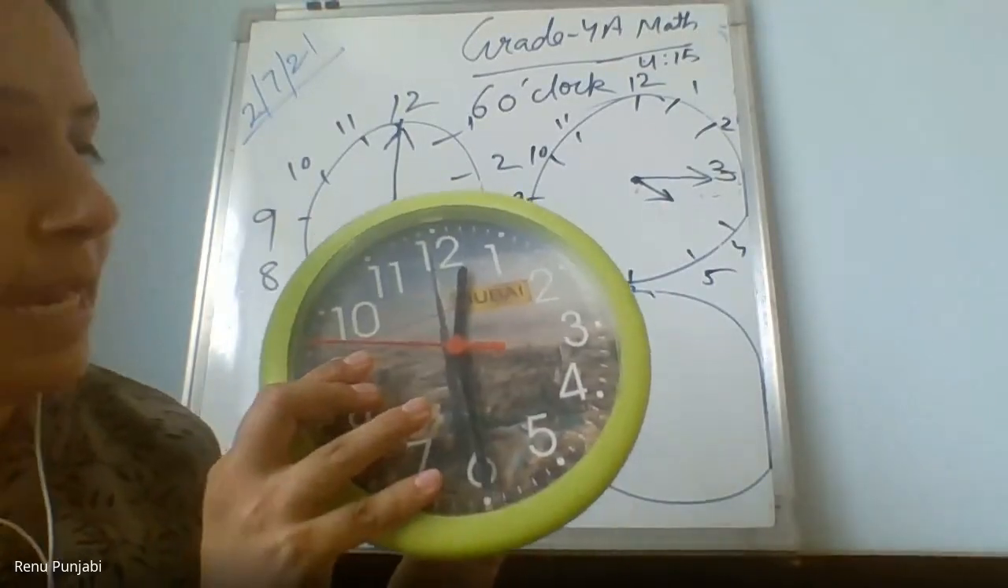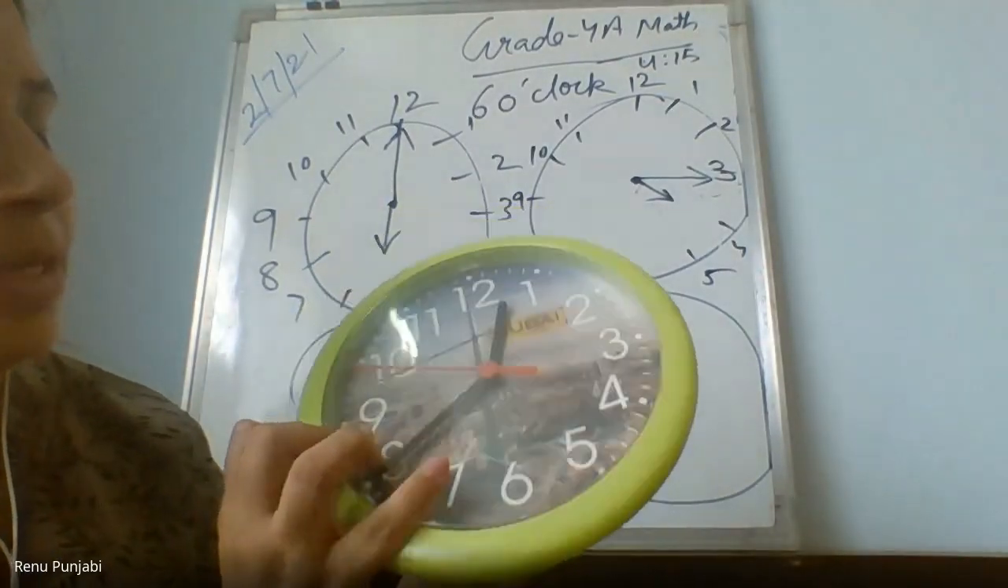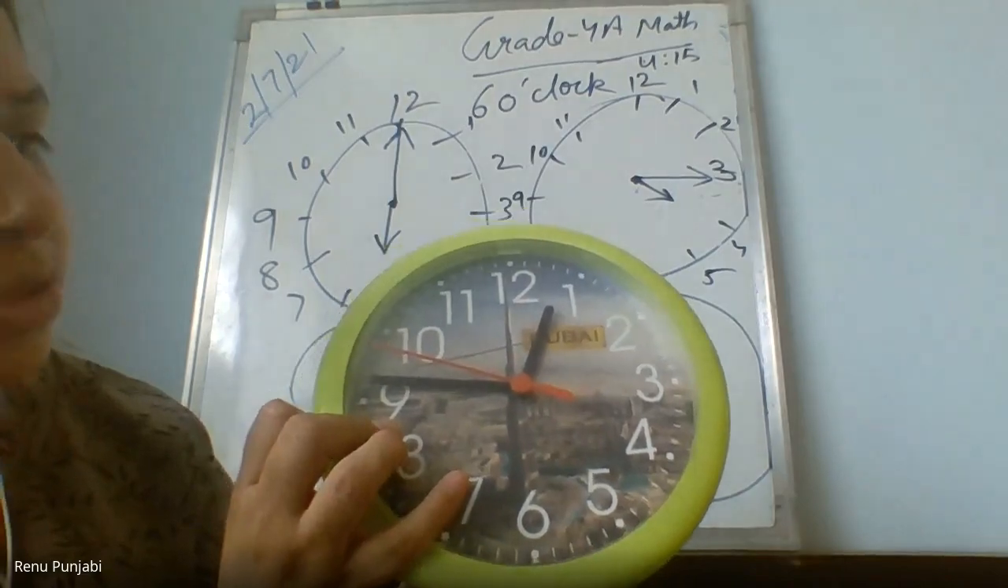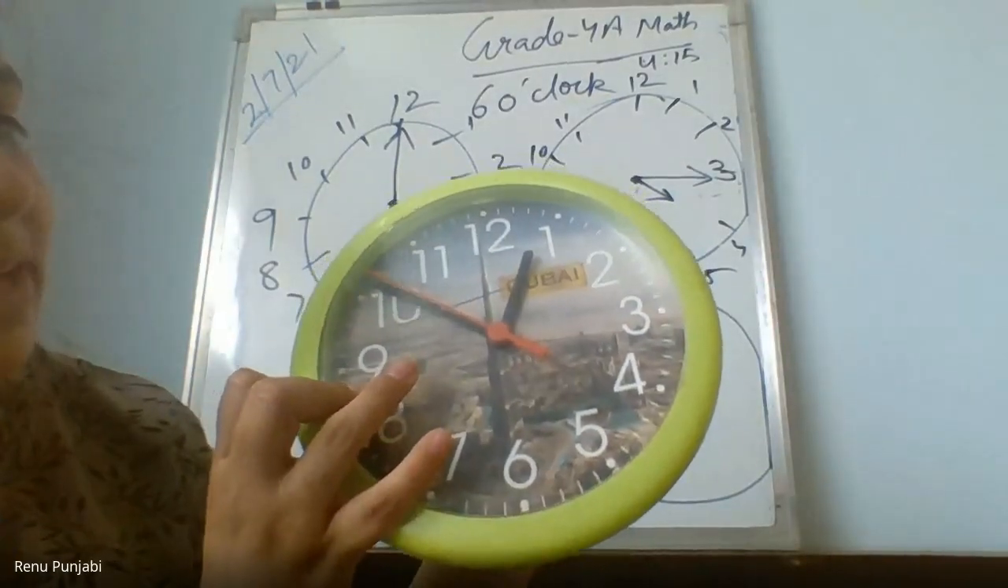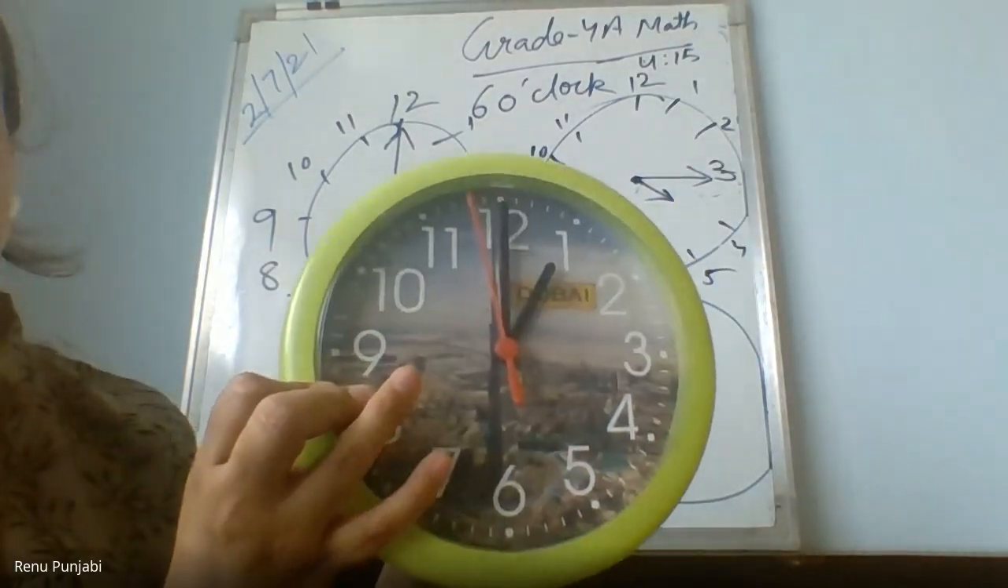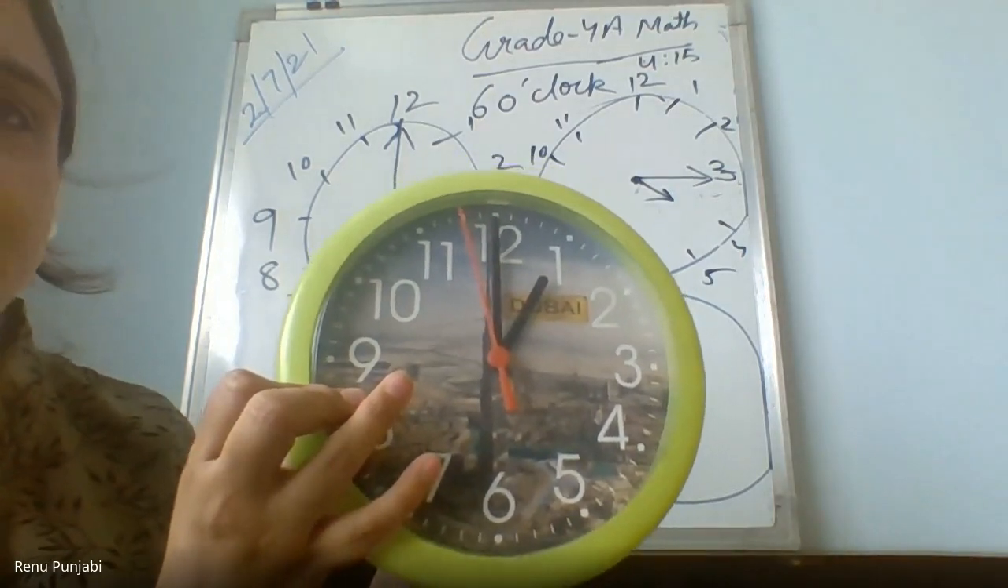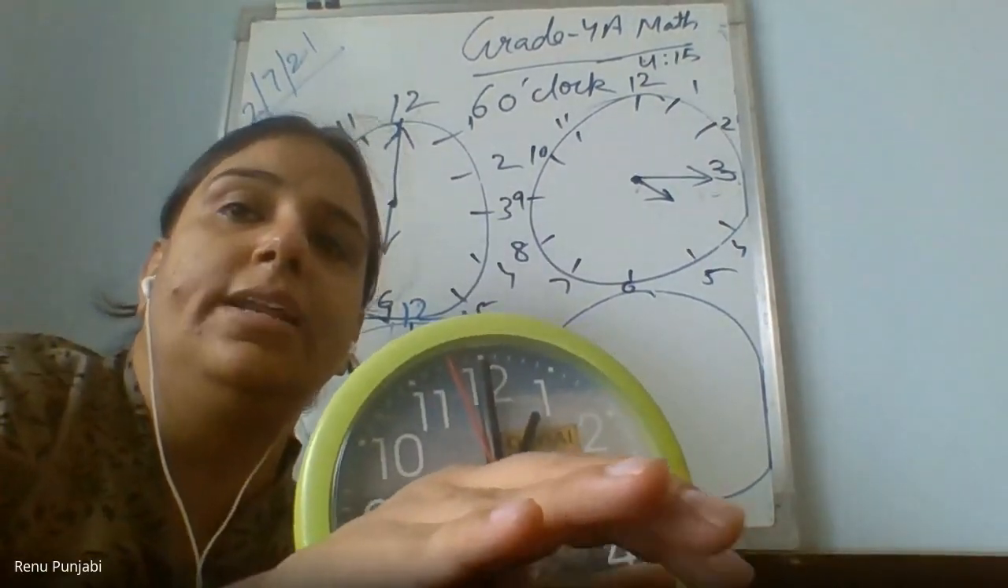When it is half past 12, then it slightly moves. When it is coming to quarter to 1, then it will move a little more, and at exactly 1, the short hand comes exactly on 1. Am I clear to you all? Okay. Next child.